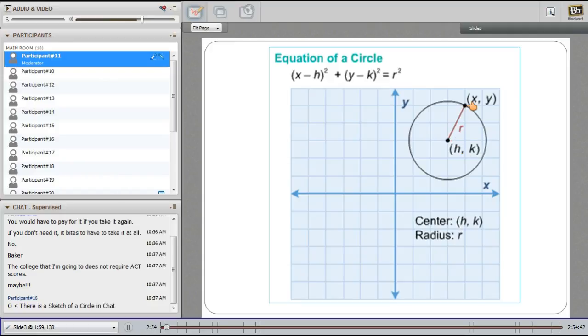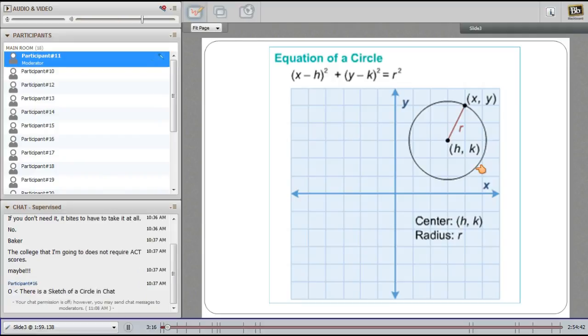And then the X and the Y represent a point on the edge of the circle. Now, when we write the equation of the circle, we will keep X as X and Y as Y. But just so you understand what those represent, they allow you to find any point on the circle.